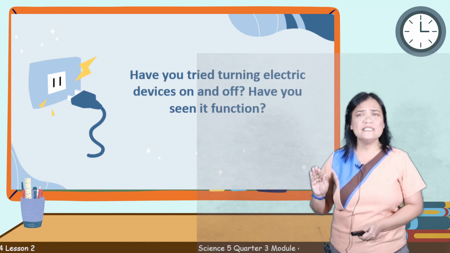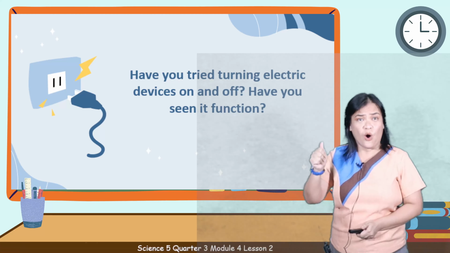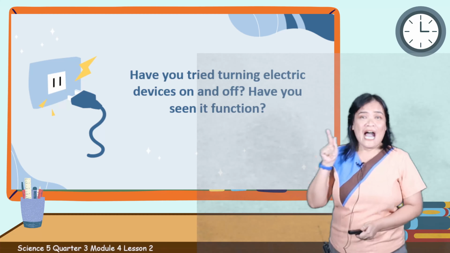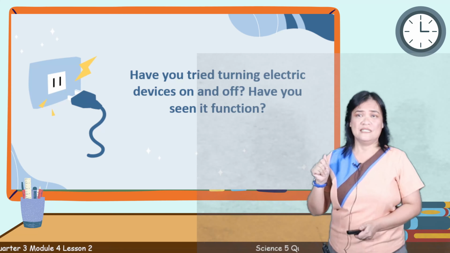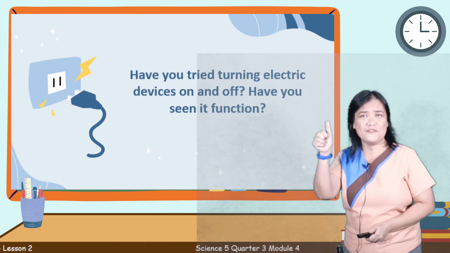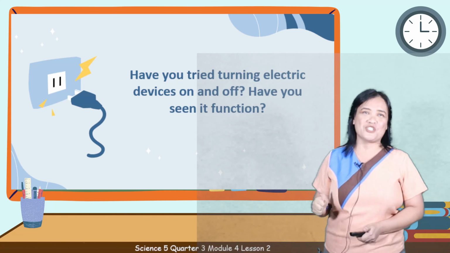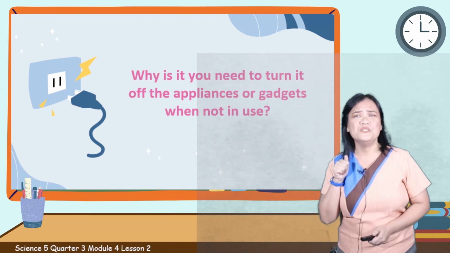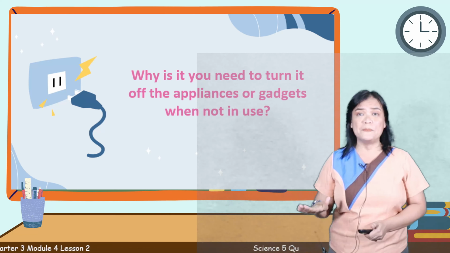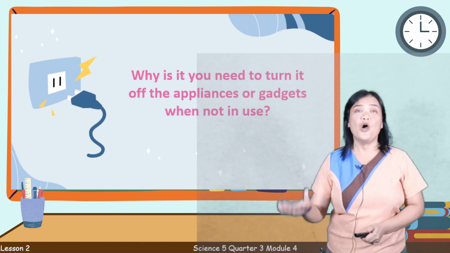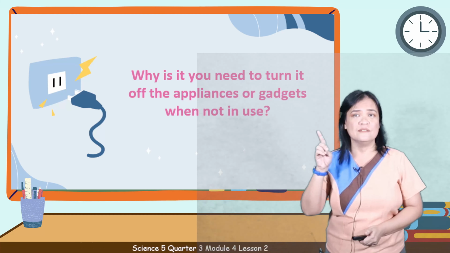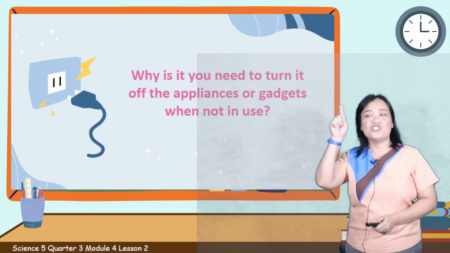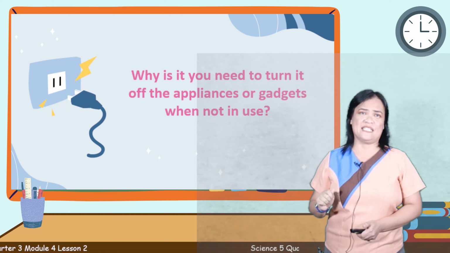Have you tried turning electric devices on and off? Yes, I'm sure. Have you seen it function? If there's a light on your cell phone, wow, my cell phone is functioning, okay? Why is it you need to turn off the appliances or gadgets when not in use? To save what? Yes, you're right. To save electricity. What else?